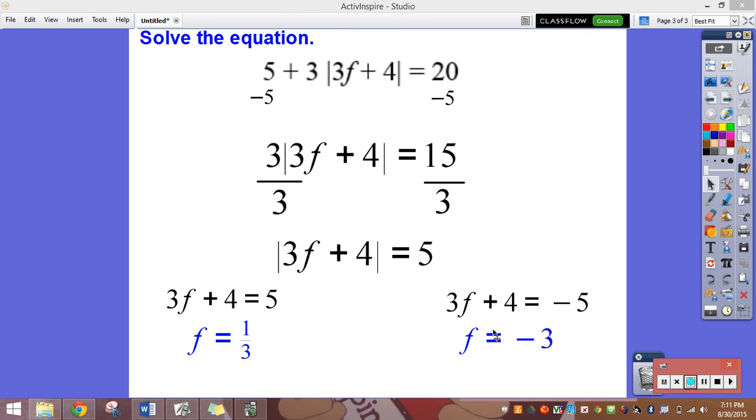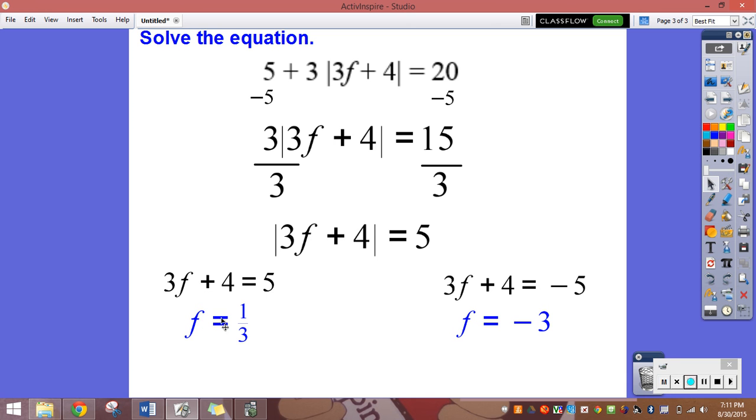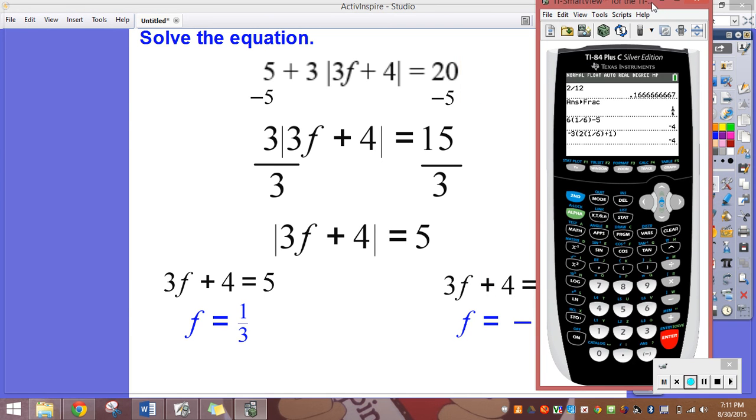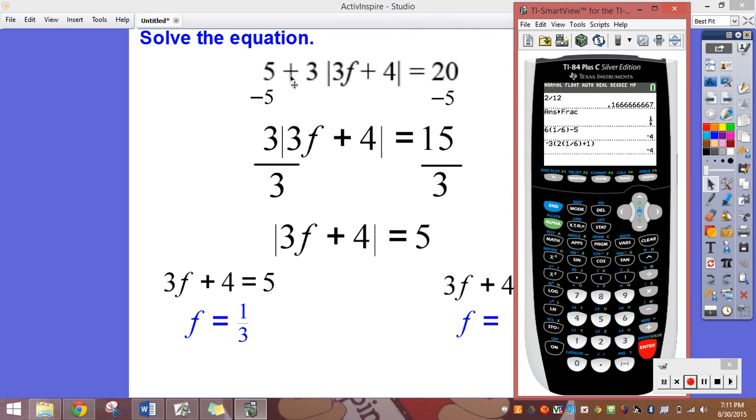And it's always a good habit to check your answer. And the way I would do that is by substitution. And so I would take my solutions and substitute them back into the original equation. And I can use my calculator to do that. So my first solution that I found was f equals 1/3. So typing in the equation I have here, 5 plus 3 times the absolute value. So if you're looking for absolute value, you go to the math menu and you want to be in the number menu. So move over to the right. The first option is absolute value, option 1.